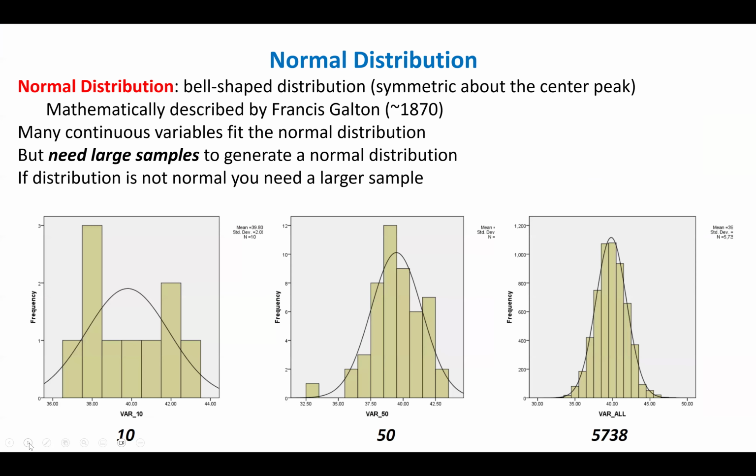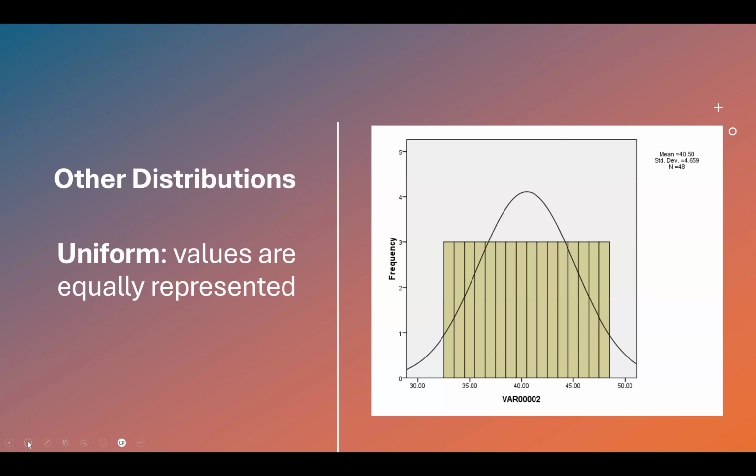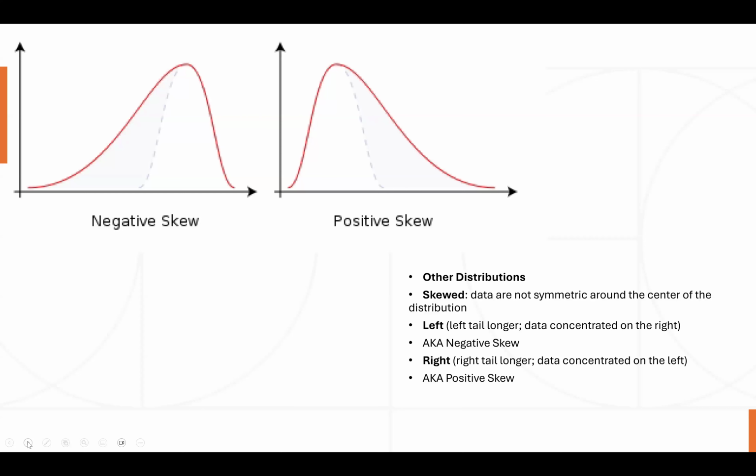So there's a couple different kinds of normal distribution. In order to get these, you need really large sample sizes, which is pretty tough, but it is doable. So these are all three considered normal distributions. This was described by an old white dude named Francis Galton. There we go. Other kinds of distributions are uniform, so everything is equally represented.